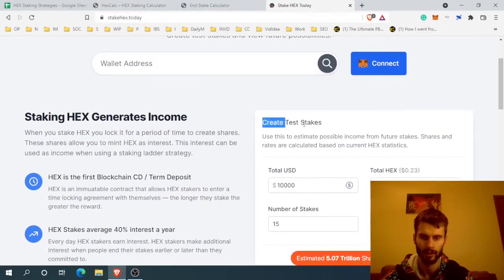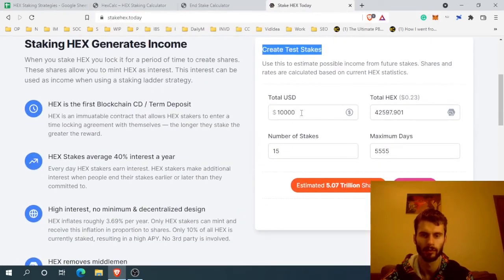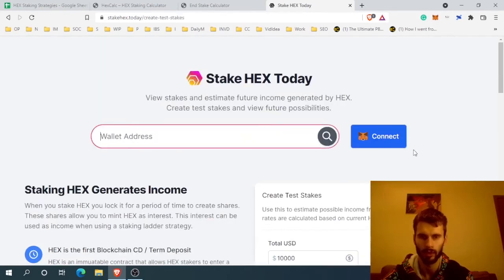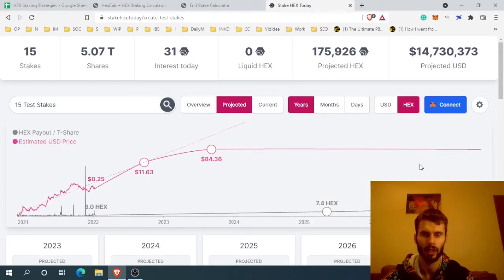So create the stakes. So yeah, you have your $10,000. How many stakes do you want? Let's add 15, and maximum days, 15 years. So it will divide our $10,000 into 15. So let's view it, and it will show us a simulation of what could happen.